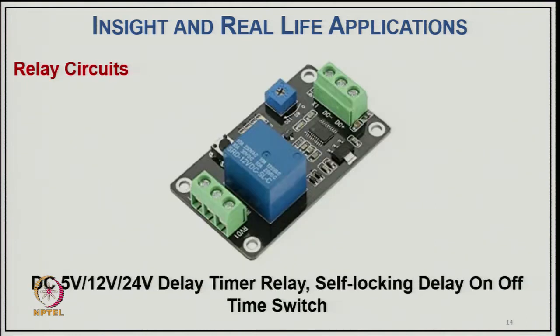Another example is a relay circuit, as you can see in the circuit here. It operates from DC, either 5 volt, 12 volt or 24 volt, as a delay timer relay with a self locking delay for on and off time switch.